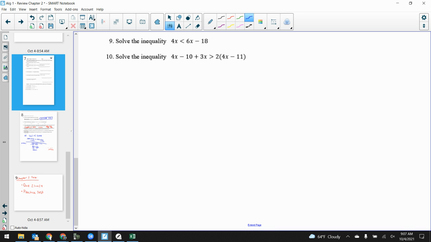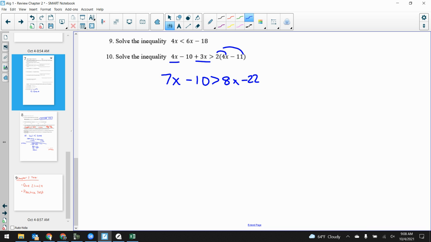The suspense is killing me. I think so, yeah. You want to know why I think you said that? It's because I think you did this. Should I be doing that? No. We have to combine like terms. 4x and 3x makes 7x minus 10. Distribute, 8x minus 22. Somehow I got 12x.